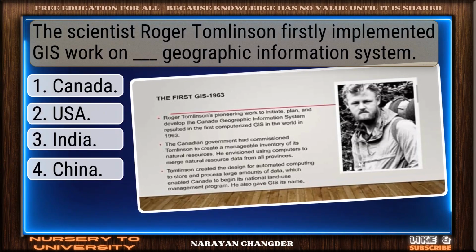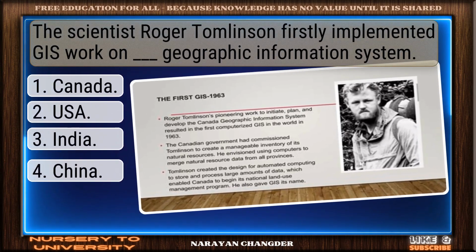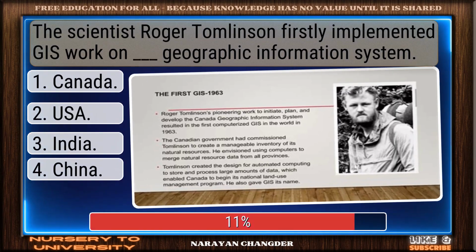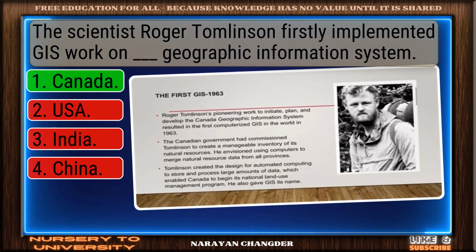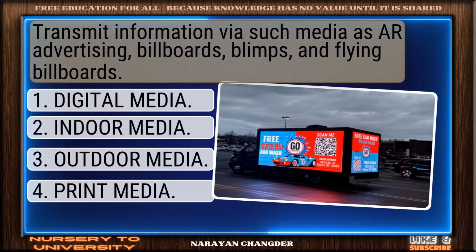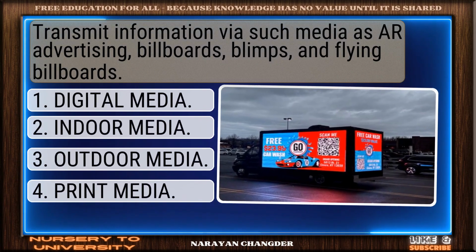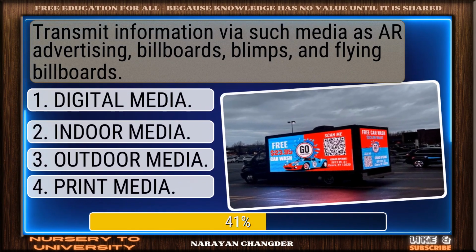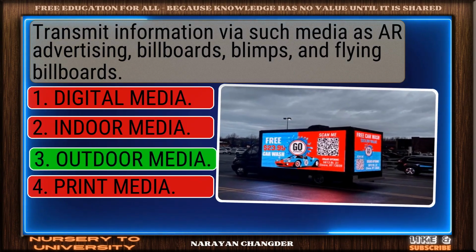The scientist Roger Tomlinson first implemented GIS work on Dash Geographic Information System. Right choice. Canada is best. Transmit information via such media as advertising, billboards, blimps, and flying billboards. Perfect. Outdoor media is the one.